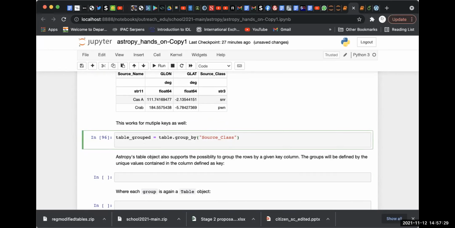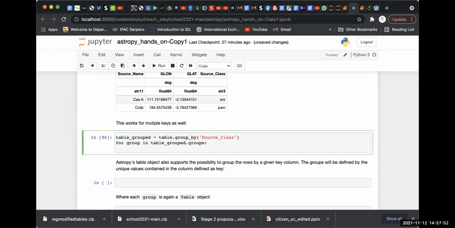So I can add a loop where I can say there are groups made in it. So I can say for group in the upper thing, which is table grouped dot groups, I'm going to ask it to print. So I will print group, and I want it on different lines, so I'm putting a slash here. So I'm doing it like this.